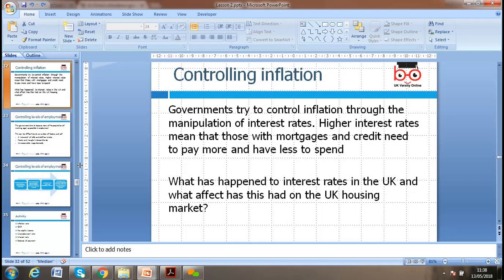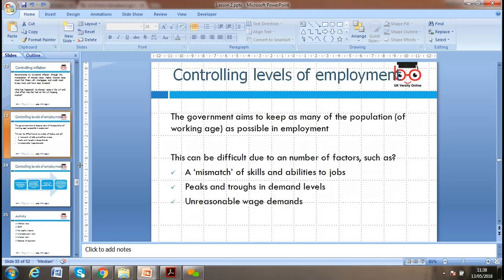Controlling inflation: the government tries to control inflation through manipulating interest rates. Higher interest rates mean those with mortgages and credit need to pay more and have less to spend. And what happened to the interest rate in the UK, and what effect did it have on the housing market? Of course, demand will be lower when interest rates are higher.